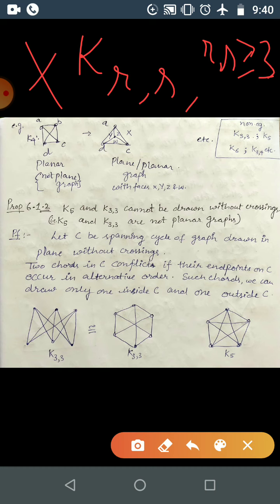And a graph which is not planar means it cannot be drawn as a plane graph. Correct? So obviously that is not a plane graph. Not planar implies not plane. Correct? Now some other non-example of this one is, come to K5. You cannot draw this K5 such that no two edges cross each other. So K5 is also non-planar.